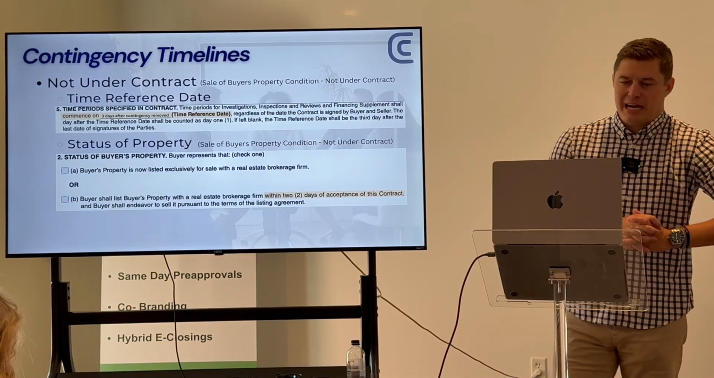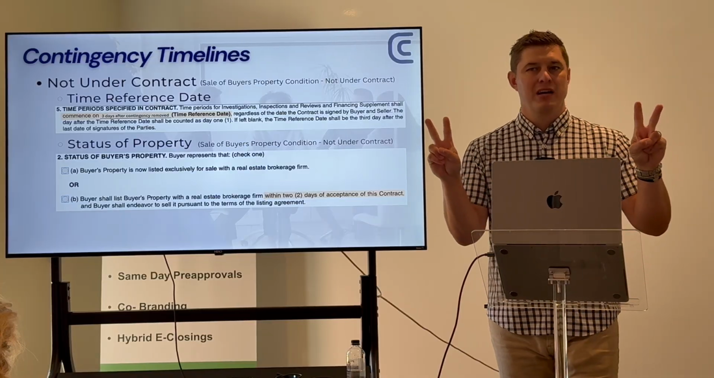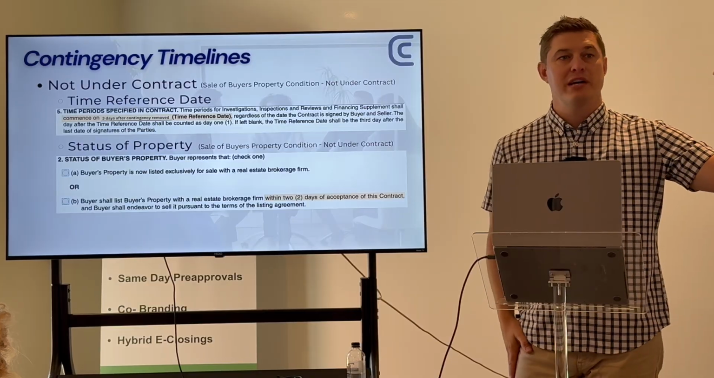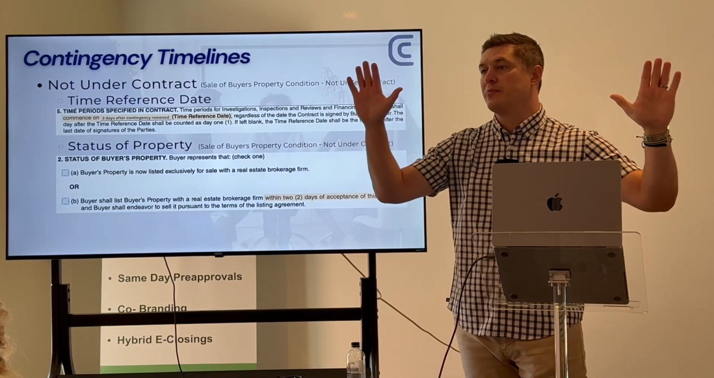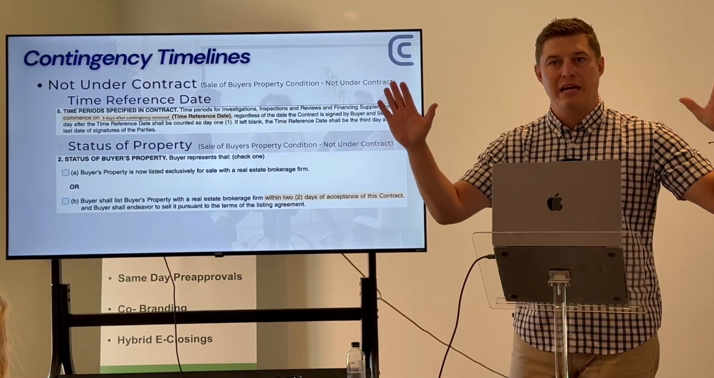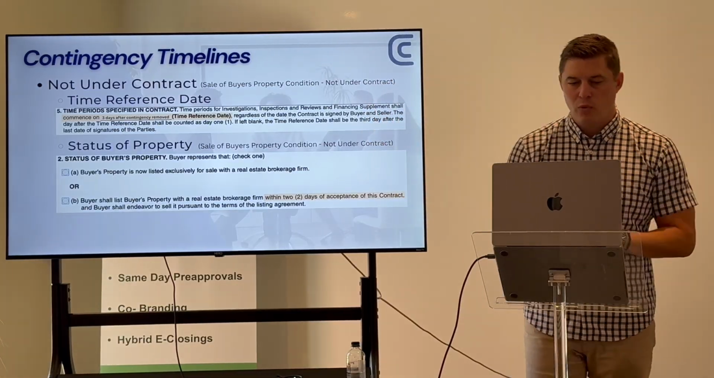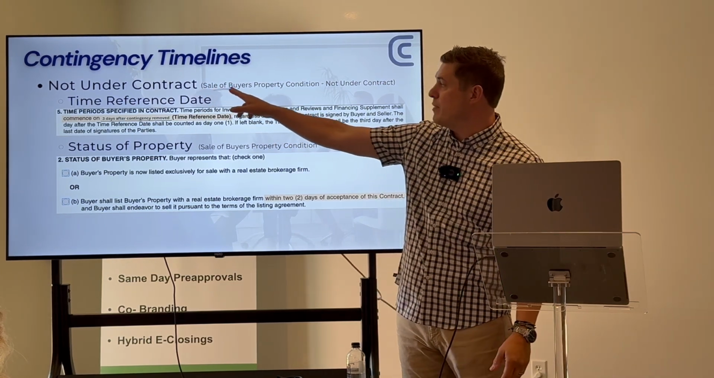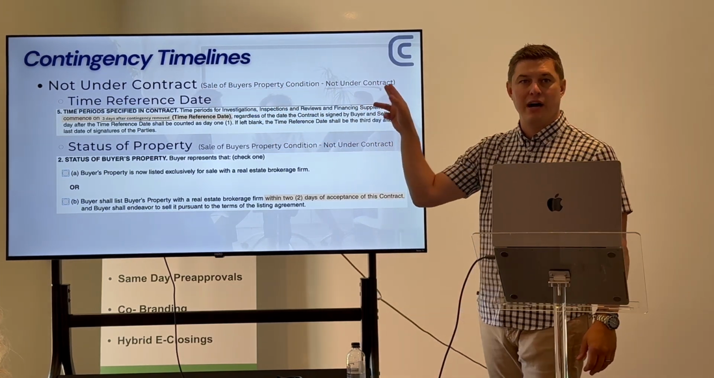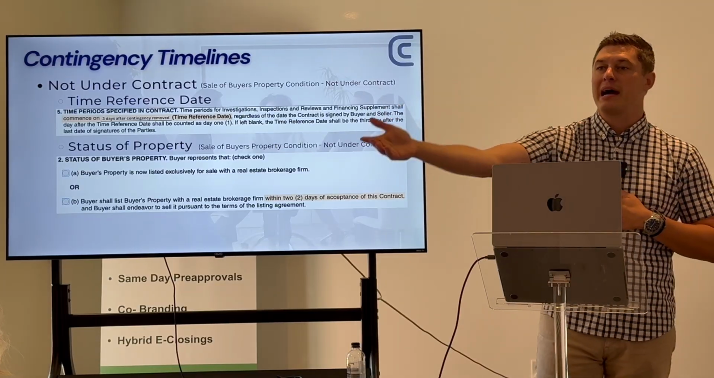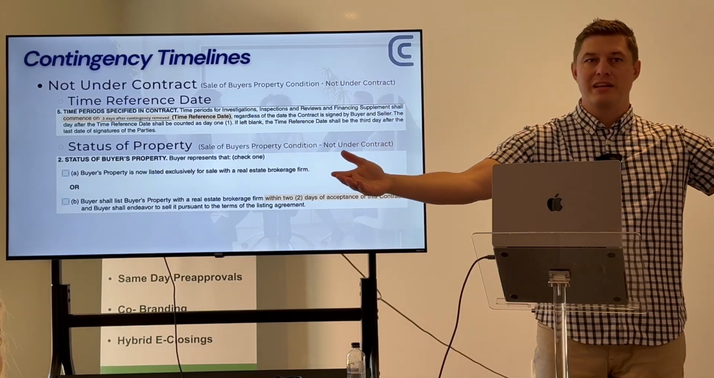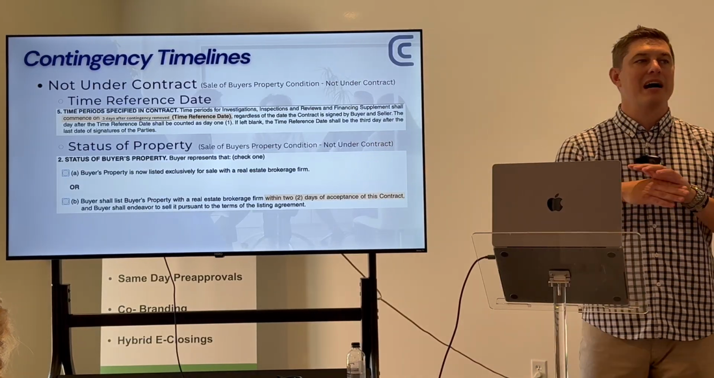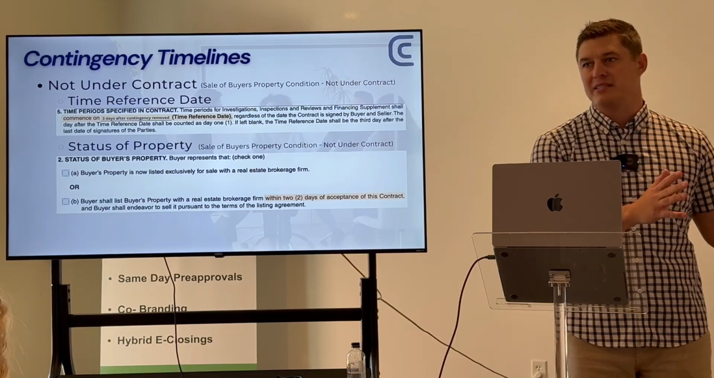All right, contingency timelines. There are 2 types of contingencies. The first is a contingency where the buyer's house is not under contract yet, and the other one is a contingency where the buyer's house is under contract, and they have 2 different rules. We call it the not under contract. The document is called sale of buyer's property condition, not under contract. So this means my buyer wants to buy a house. They have a house to sell that we have not got under contract yet. So the timelines don't start during that process.